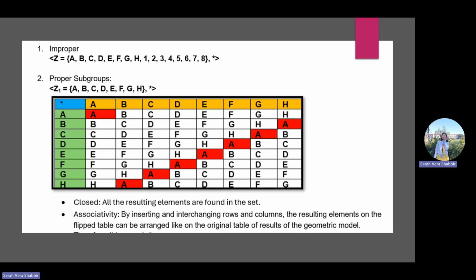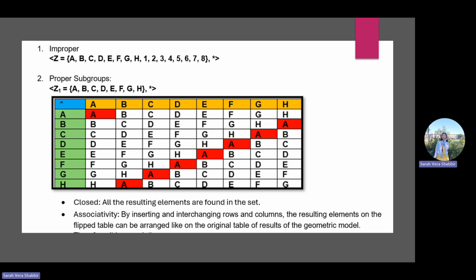So the first one is the improper subgroup. Since it's just the set itself, we just put it like this, and we don't need to prove it again or verify if it forms a group structure, because it is the original group or structure that we have. The next one is the proper subgroups. The first proper subgroup is Z sub 1, which has the elements A, B, C, D, E, F, G, and H.